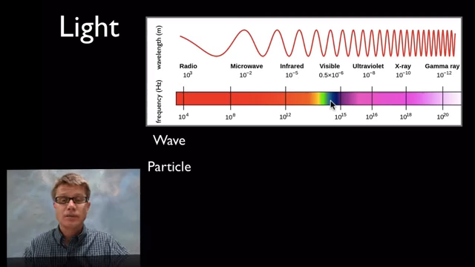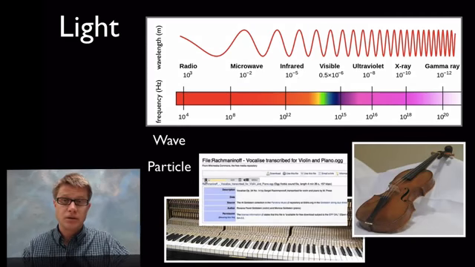And so light is a wave. Light is also, however, a particle. And what that means is it's quantized, or it comes in these small little quantities. And so you can think of it like this.